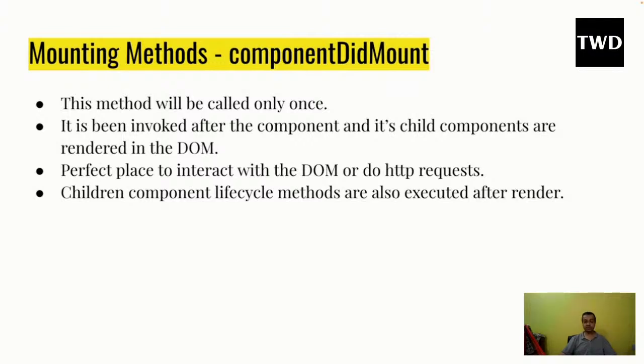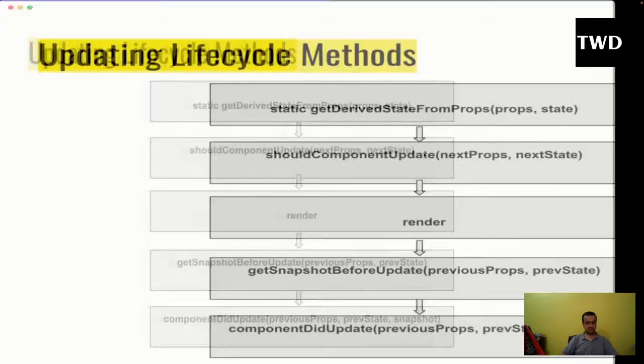componentDidMount is a very important method. This method will be called only once. This is very important. It is invoked after the component and its child components have been rendered in the DOM. I will tell about that. It is the perfect place to interact with the DOM or do HTTP requests. All the HTTP requests, like to an API endpoint, have to be done from here. In the future, we are going to do API calls with fetch or axios from this only. Child component methods are also executed after the render.